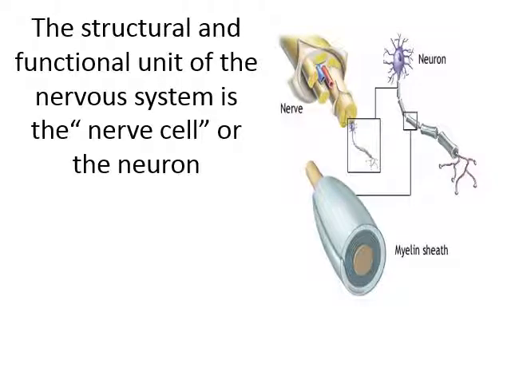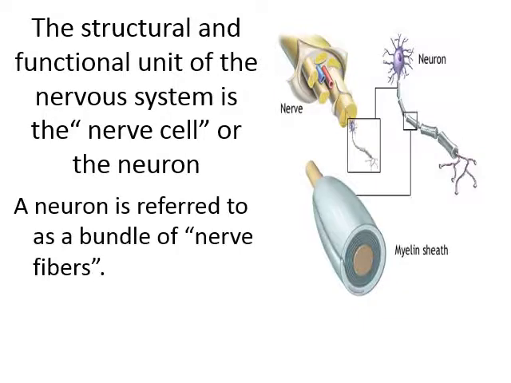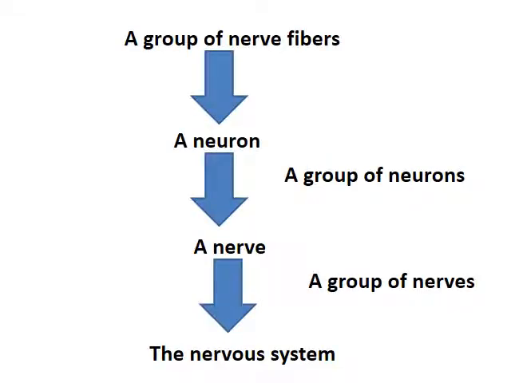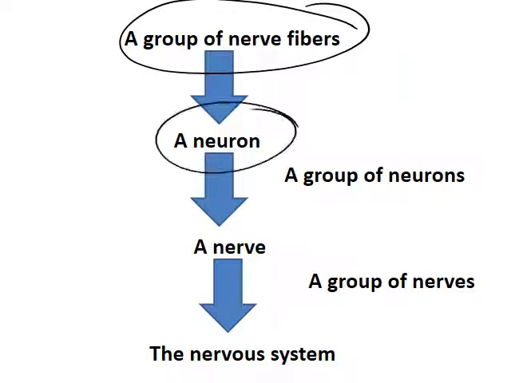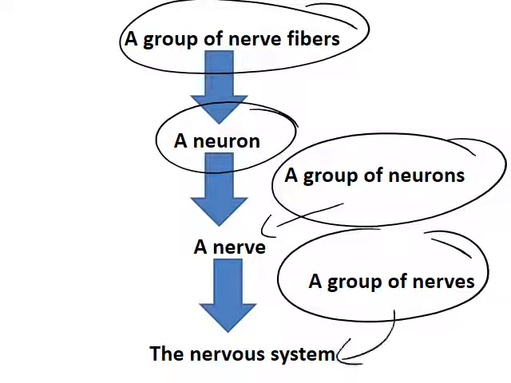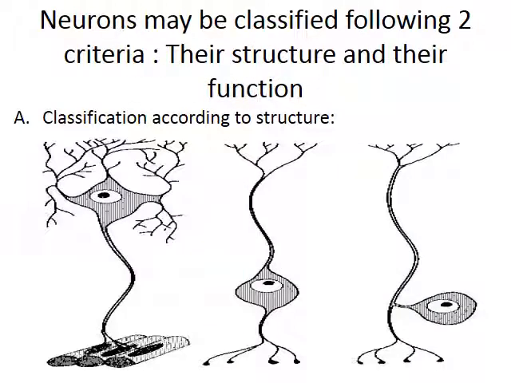So the structural and functional unit of the nervous system is the nerve cell, or it's called the neuron. A group of nerve fibers gives a neuron. A group of neurons gives a nerve. A group of nerves gives the nervous system.